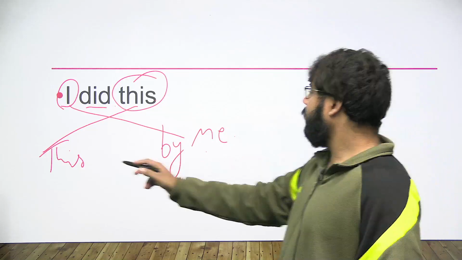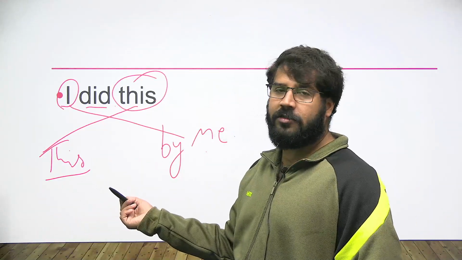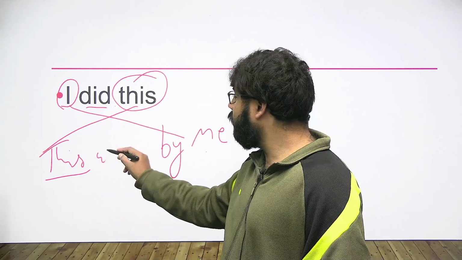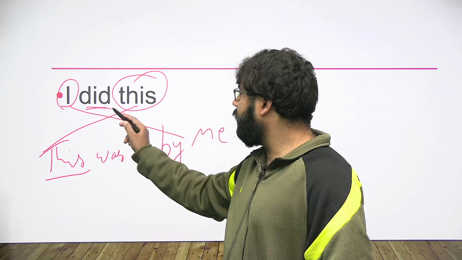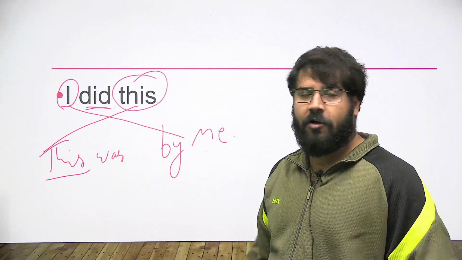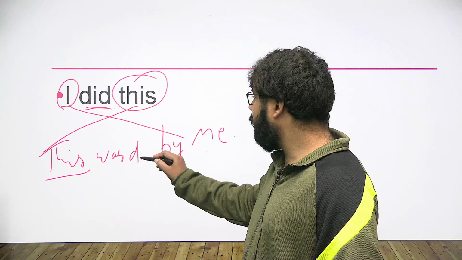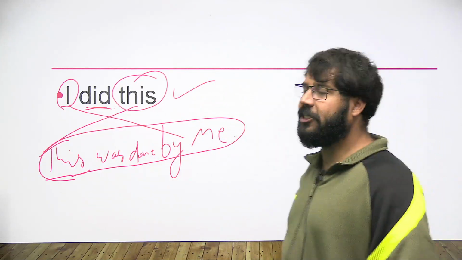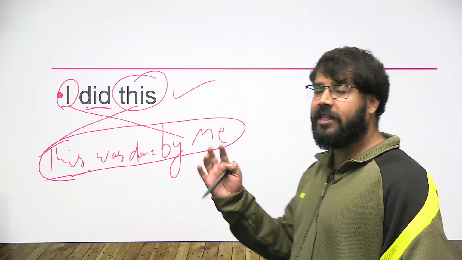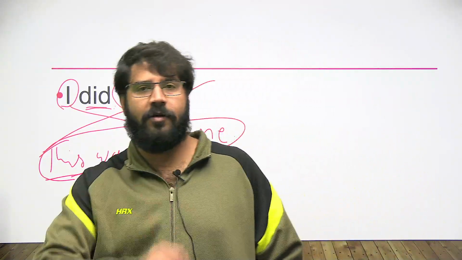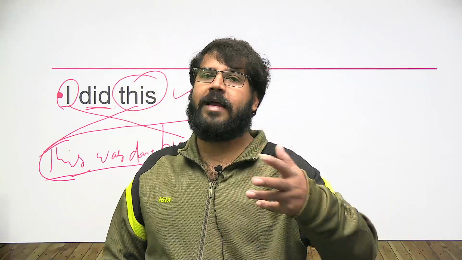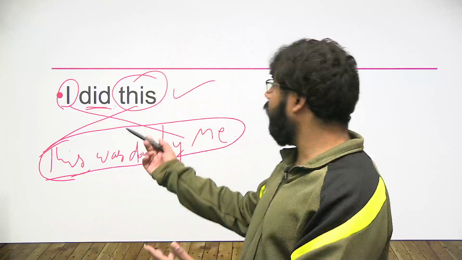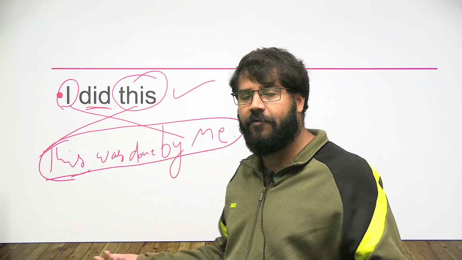Now wait, this is singular, so should we use was or were? The rule says that it is singular and we should use was. And what is the third form of the verb of did? The third form of the verb is done. So this was done by me is the passive form of I did this. After following these three rules, the rules of the chart, by with the verb's third form, and subject and object swapped, you can solve all the questions of passive voice in a very easy and layman style.